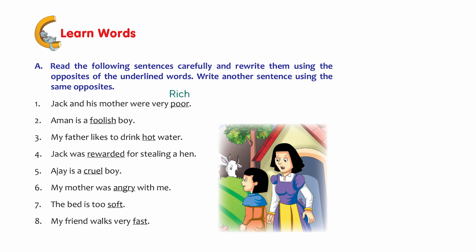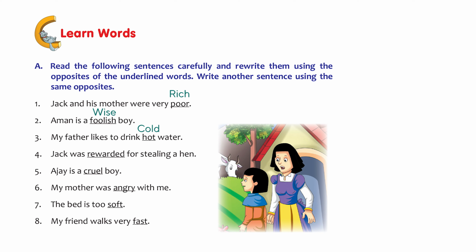The meaning of the word changes. Let's try the second one. Aman is a foolish boy. The word underlined is foolish. So the opposite of foolish is wise. So we can write it as Aman is a wise boy. Next, my father likes to drink hot water. The opposite of hot is cold. So we write it as my father likes to drink cold water.